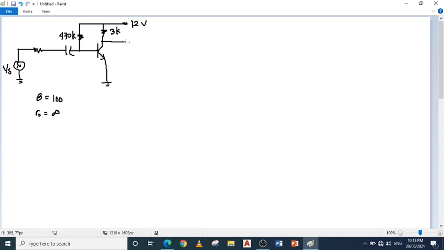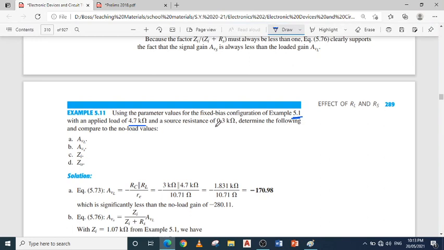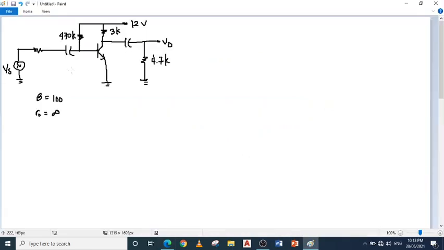So again, we have a coupling capacitor, and then we have VO here. We have an RL of 4.7 kilo ohms, and the source resistance of 0.3 kilo ohms, or equal to 300 ohms. Right? So I'll just make it 300 ohms. Okay.